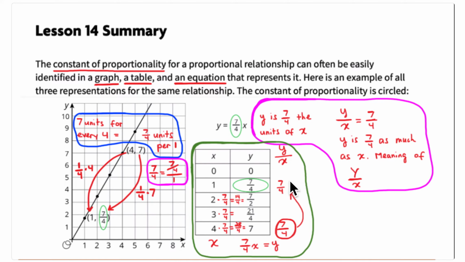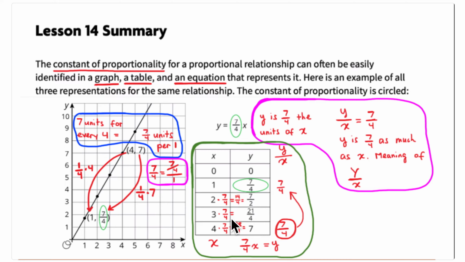And finally, in the table, at the value of 1 unit of x, y is 7/4. 2 times 7/4 is 14/4, which simplifies to 7/2, but 14/4. So 7/4 divided by 1 is 7/4. 14/4 divided by 2 is 7/4, because you're multiplying by 7/4. So if you divide by 2, you're going to get that 7/4 back. 21/4 divided by 3 is 7/4. So how many of these units of 3 can you get out of 21/4? You can get 7/4 out of that.